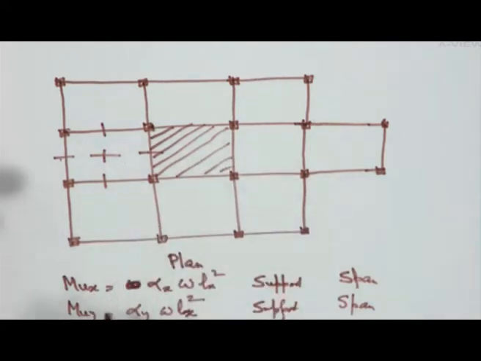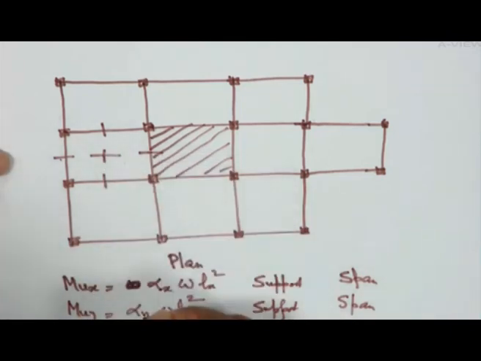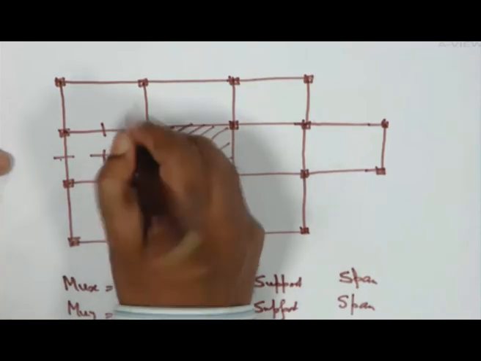Next, we are having mu(x) and mu(y). So I have to find out alpha x, alpha y. That means I shall get one alpha x for support and for span. Similarly, I shall get alpha y for support and span.